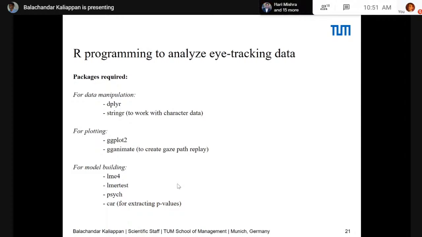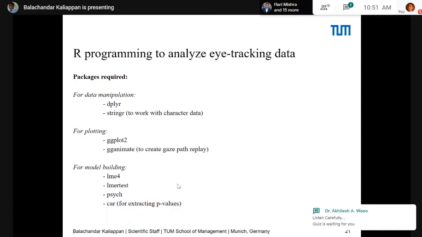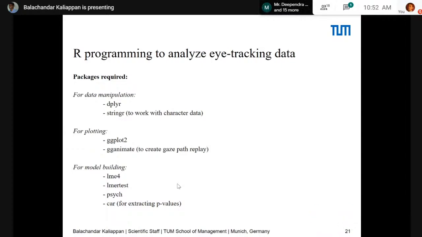In terms of R programming, there are quite a lot of packages available to analyze eye tracking data. One is for data manipulation, and I think you will all get exposed to data manipulation because that is really important, as you will normally work with a lot of data structures. For data manipulation, there is a package called dplyr, and if you want to work with character data, there is another package called stringr. If you want to plot some data, there's a beautiful package called ggplot, which is quite equivalent to matplotlib, available in Python. And then you have gganimate.